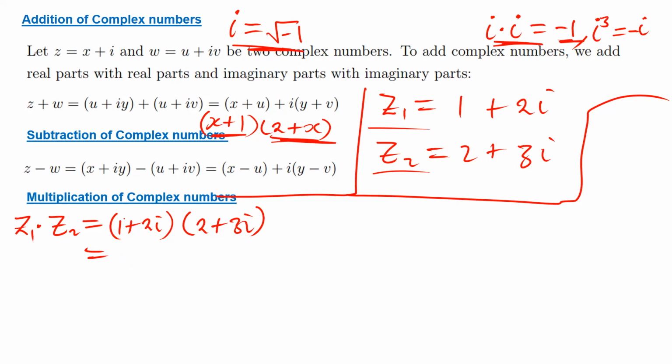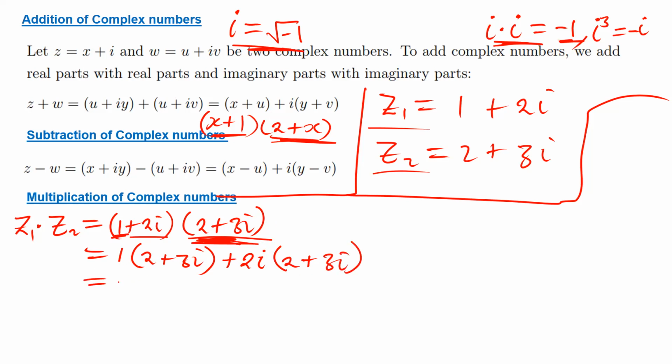Okay, so let's do the multiplication. Here we're going to say this one should multiply everything in the next brackets. So we have 1 times 2 plus 3i. Then from there, we also write positive 2i, and we'll also multiply with everything in these brackets. So 1 times 2, the answer is 2. 1 times 3i, the answer is 3i. Then we have 2i times 2, which will give us positive 4i.